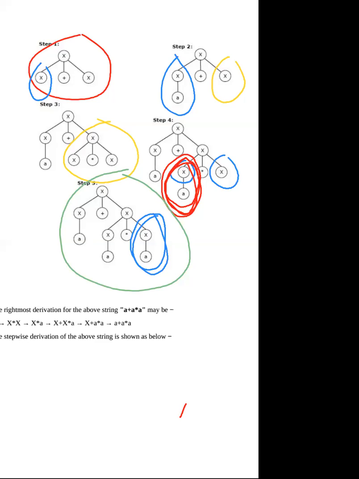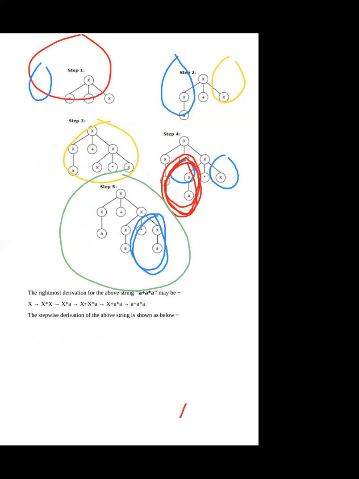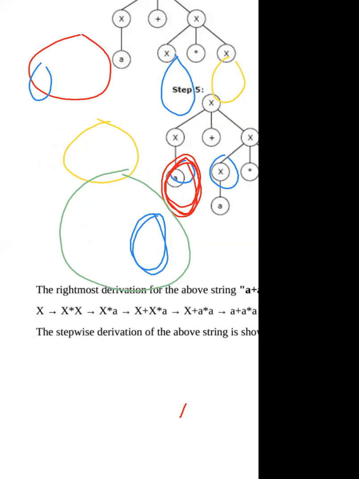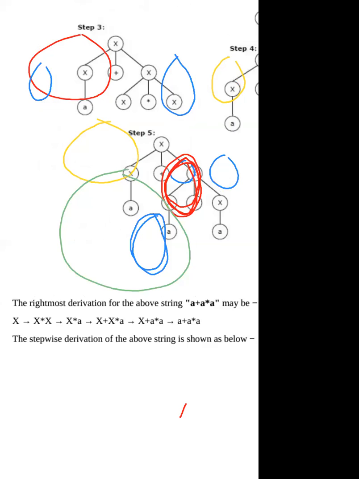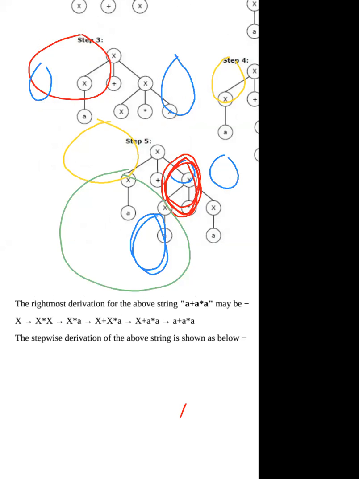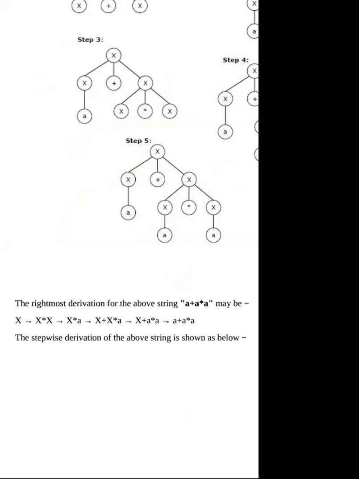So leftmost is clear to all of you? Okay, so may I go to rightmost derivation? Chalo, rightmost derivation. In your copy, start. Take this example. First write X implies X into X. All of you do it in your copy.